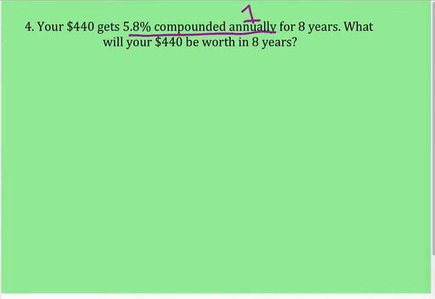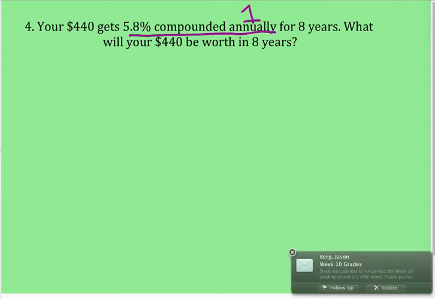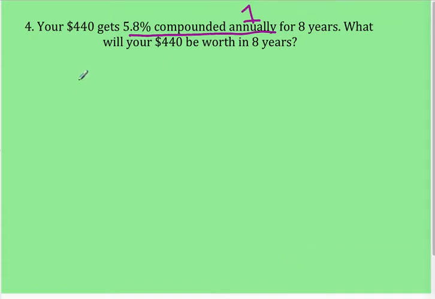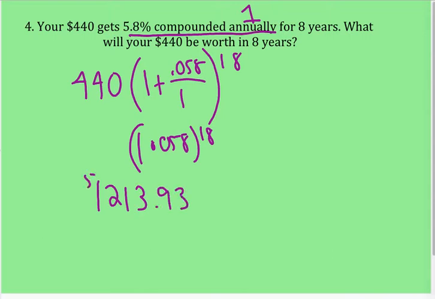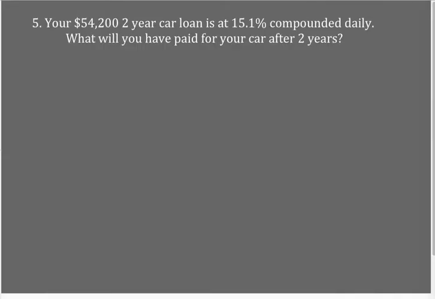So 440 bucks gets 5.8% interest compounded annually. So it's going to be 1, for 8 years. What's 440 bucks going to be worth in 8 years? So 440 times 1 plus 0.058 over 1 raised to the 1 times 8. So this is nice because it's just 1.058 raised to the 8 times 440. It's kind of nice when it's just annually, because you just put 1 and life becomes a lot easier. Then it's just an order of operations problem. So there's your answer. We've got to be getting towards the end here.